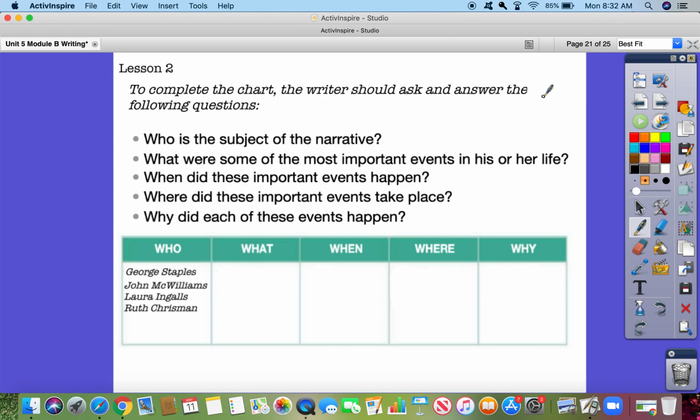To complete the chart, the writer should ask and answer the following questions. Who is the subject of the narrative? What were some of the most important events in his or her life? When did these important events happen? Where did these important events take place? And why did each of these events happen?